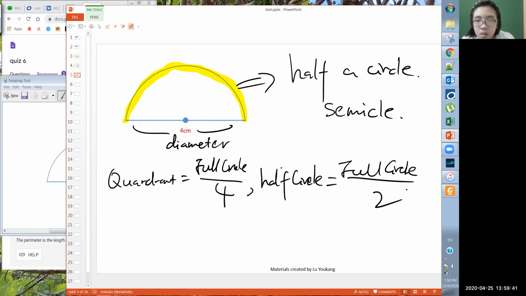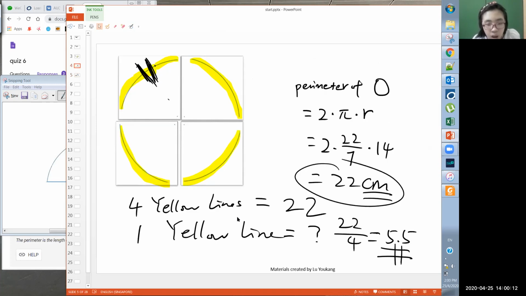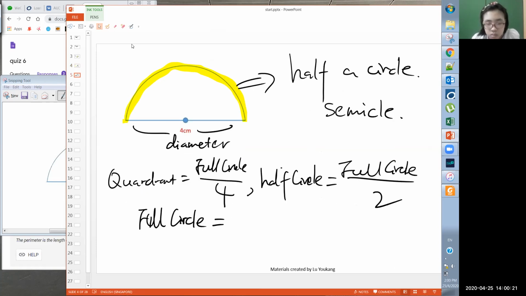Okay. So how do you find the full circle? Use the formula. What's the formula? Come on. We just talked about the formula. It is 2 times pi times r. Yes. 2 pi r.